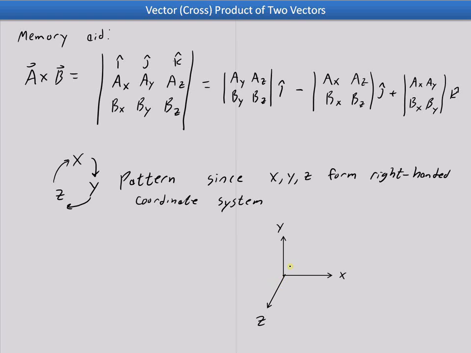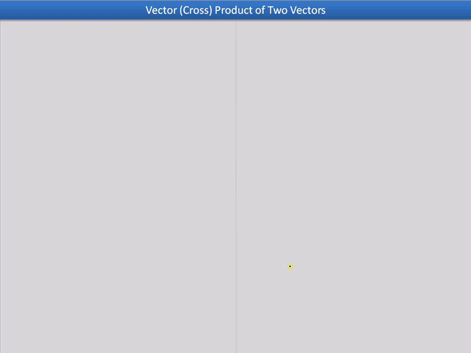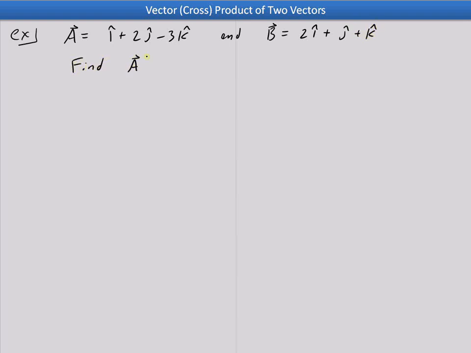Alright, so finally let's look at a quick example using a cross product. In this example, we're going to multiply two vectors, a and b. A will be equal to i hat plus 2j hat minus 3k hat, and b will be equal to 2i hat plus j hat plus k hat, and we want to find the cross product between a and b. By the way, these are the same vectors that I used in the earlier video with the dot product, the scalar product. Of course, this time we're not going to get a scalar, we're going to get a vector.